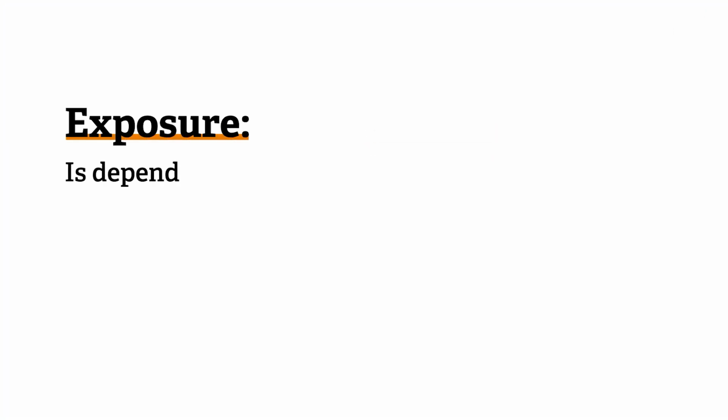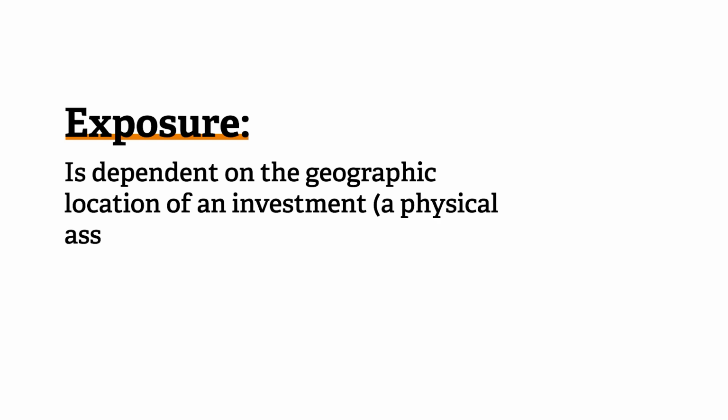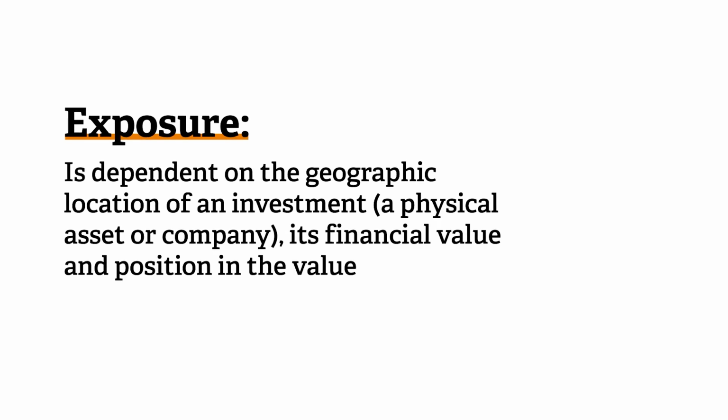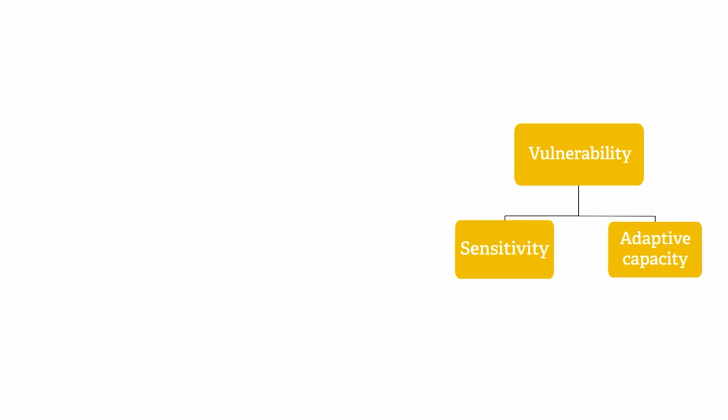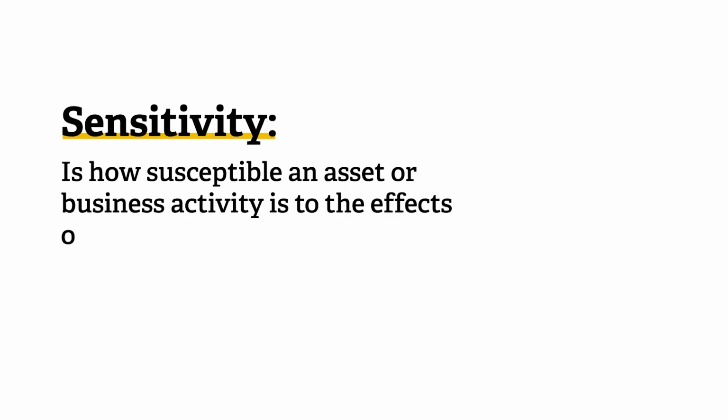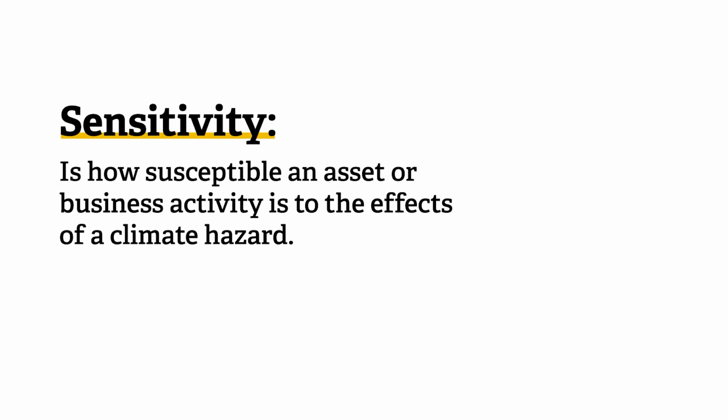Exposure is dependent on the geographic location of an investment, its financial value, and position in the value chain. Vulnerability consists of two components: sensitivity and adaptive capacity. Sensitivity is how susceptible an asset or business activity is to the effects of a climate hazard. For example, a business that's highly dependent on fresh water supply is more predisposed to be adversely affected by droughts than a company less water dependent.